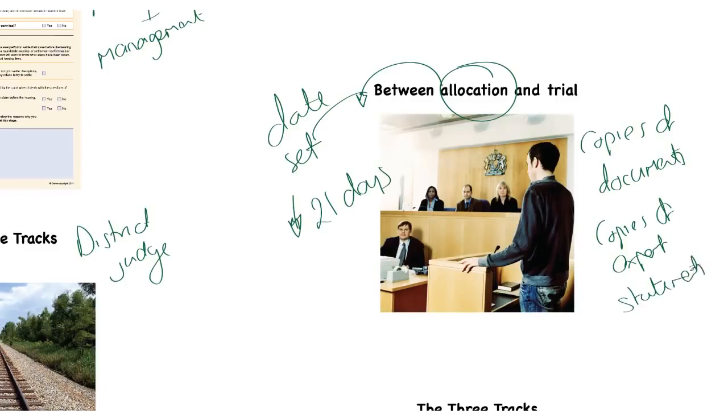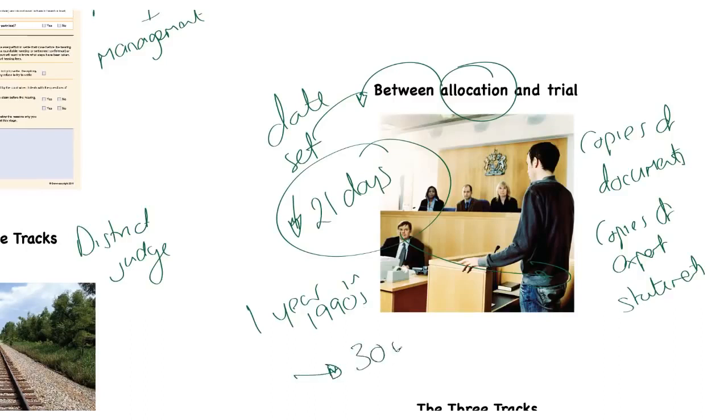So those two things, you can use that time, that delay, to be able to get these documents. And then it goes to trial. Once everything is in place, it then goes to trial. And there's been a push of late to try to reduce the time. It took about 1 year to get to court in the 1990s. And it's roughly around about 30 weeks now. Now that's still not ideal. That's still well over 6 months. But nevertheless, it's much better than the 52 weeks that we used to see in a year.